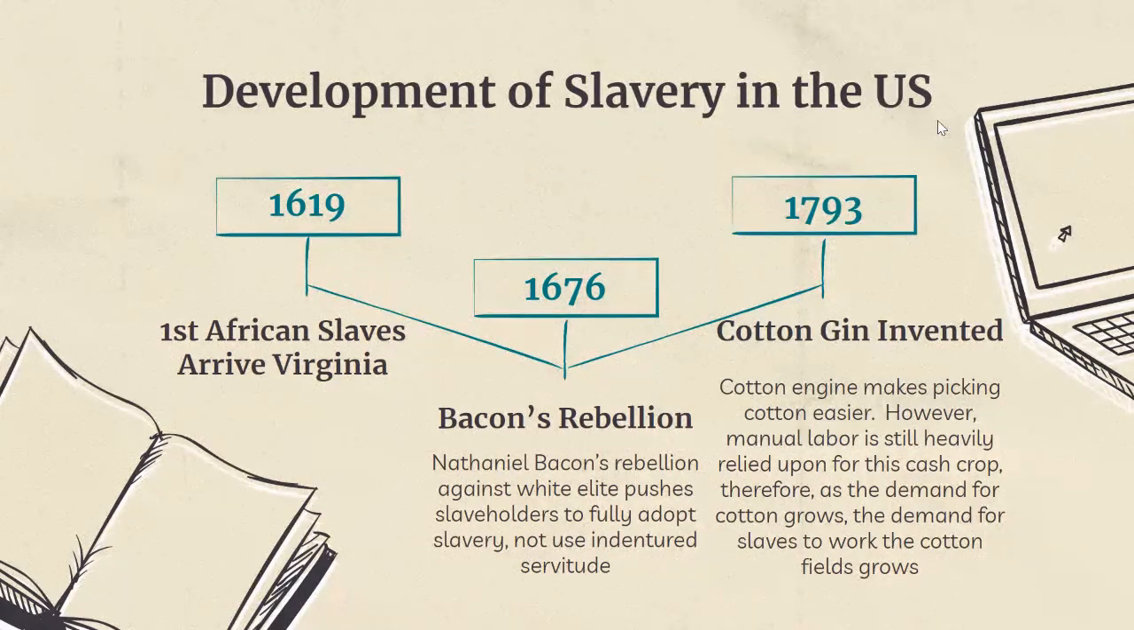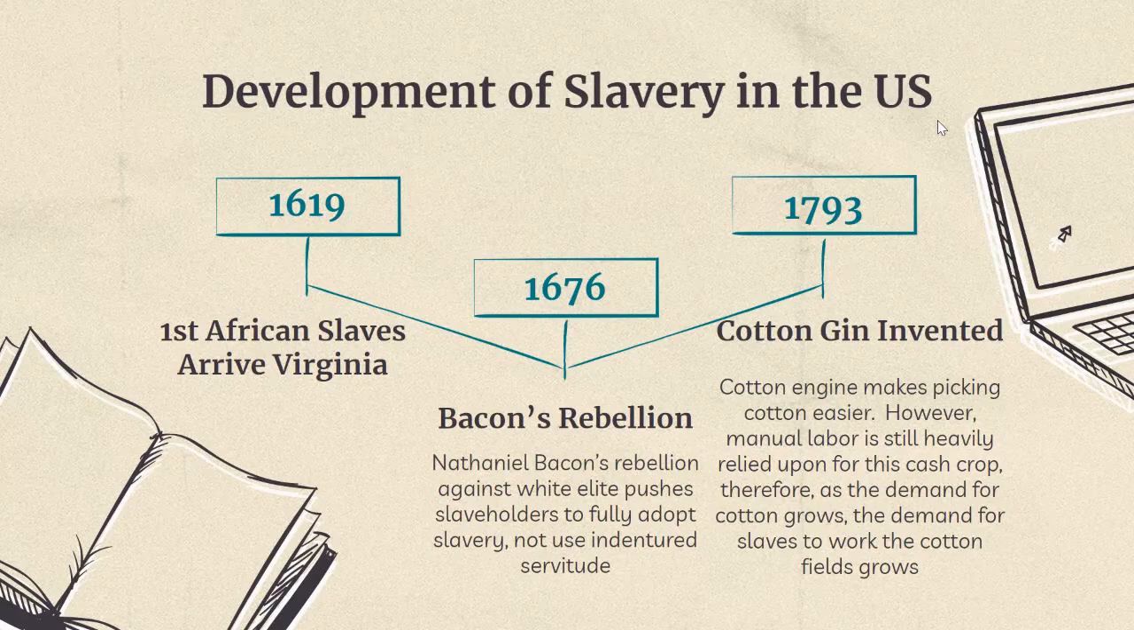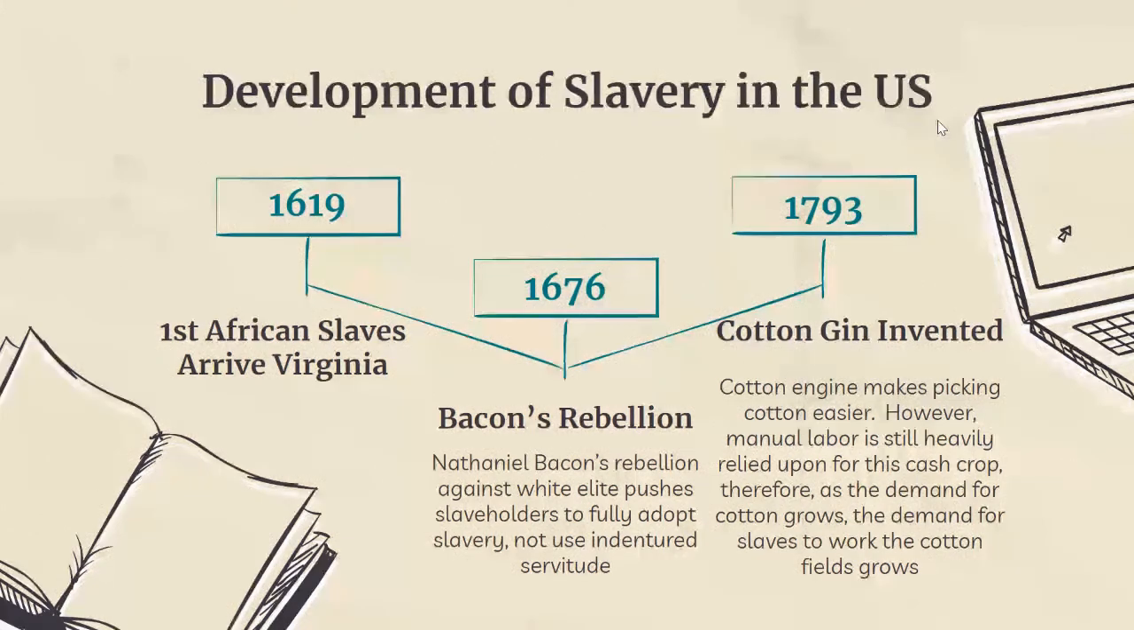A little bit later, 1676, you get Bacon's Rebellion. Nathaniel Bacon was formerly an indentured servant. An indentured servant, or indentured servitude, is kind of a pseudo form of slavery, but indentured servants did have the opportunity to gain their freedom under the assumption that they lived through their contract.